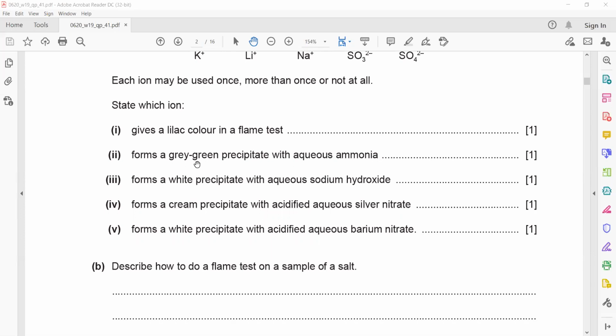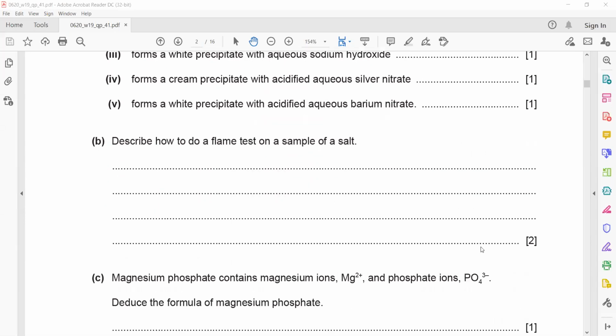So we will use a nichrome wire dipped in concentrated HCl, then take a sample and position above the Bunsen burner or hottest part of the flame, and we'll observe the color.